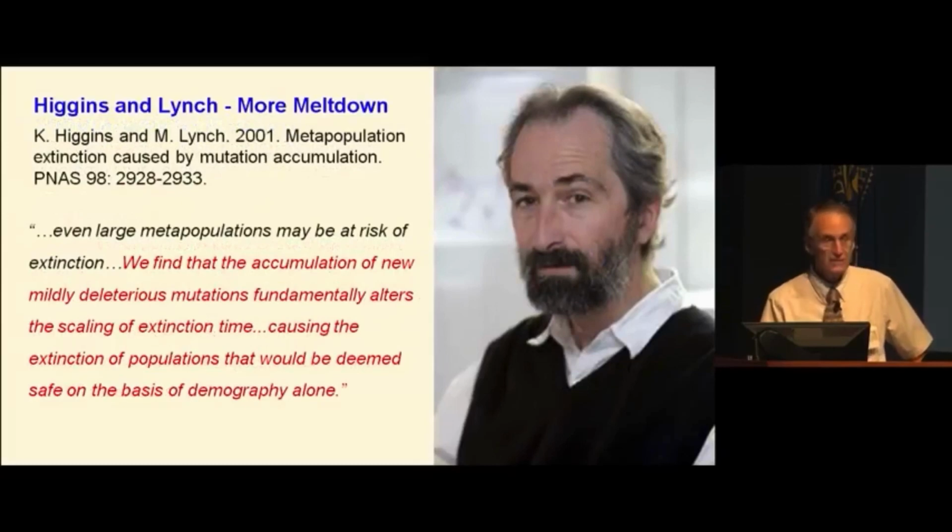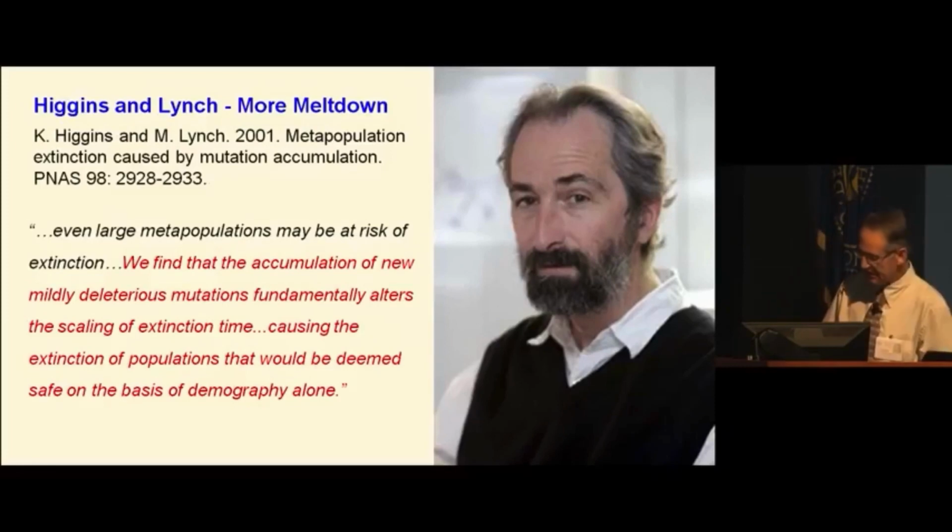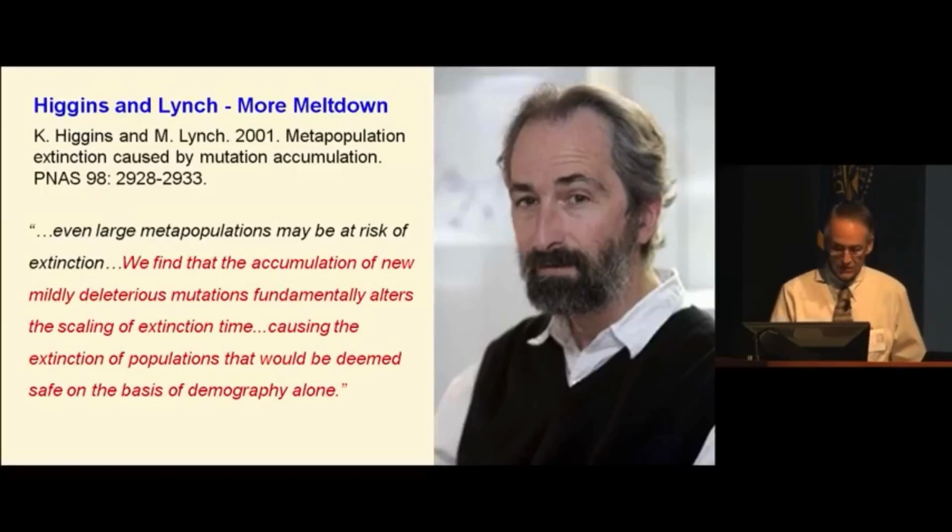So Michael Lynch is one of the people who studied this in the greatest depth. And so I'd just like to quote a few of his papers. Here is a paper early on that he wrote. We find that the accumulation of new mildly deleterious mutations fundamentally alters the scaling of extinction time, causing the extinction of populations that would be deemed safe on the basis of demography alone.